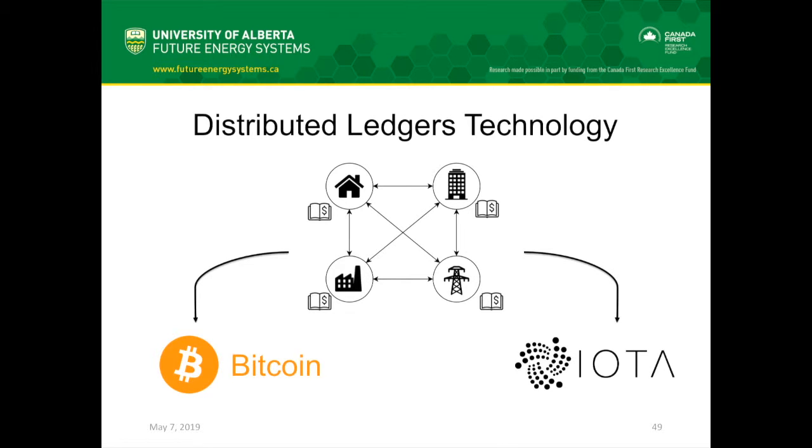Distributed ledger technology is mainly known for its anonymous network. One example is Bitcoin. Bitcoin is known for its anonymous peer-to-peer network, which is not controlled by any central authority.